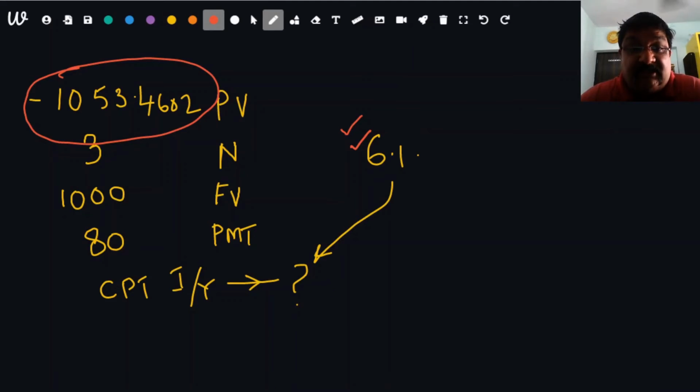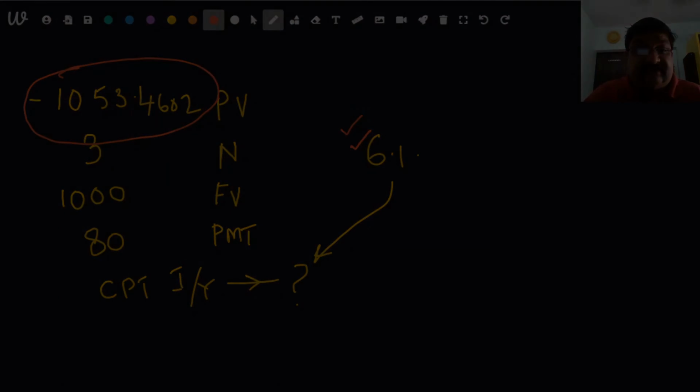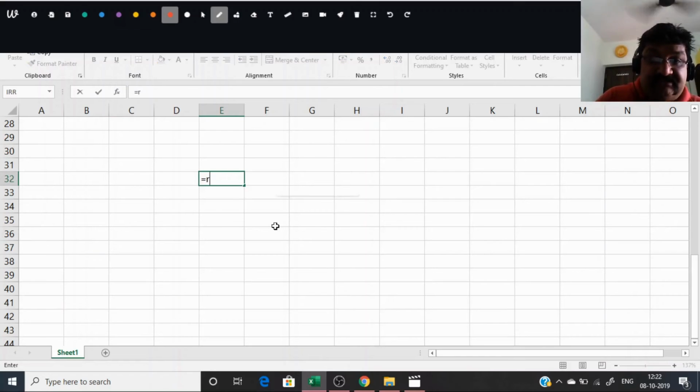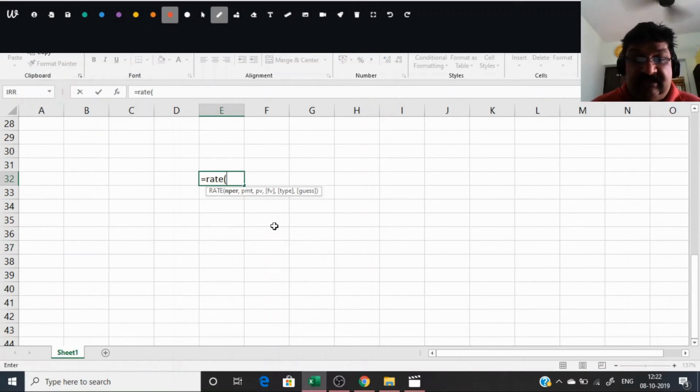Let us now quickly also do this for a particular bond in Microsoft Excel. I don't know if you're aware, but there is a particular solution that Excel can also give to validate your results, and this is called the rate function. So let's use the rate function, equal to RATE. There are 5 values that you need to enter here. The first one is Nper. Nper basically means the number of periods remaining to maturity. In the case of our example, this is 3 periods, so we write 3.